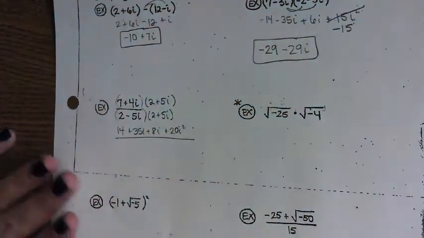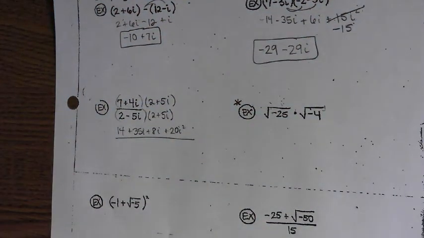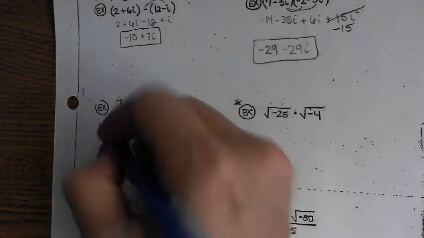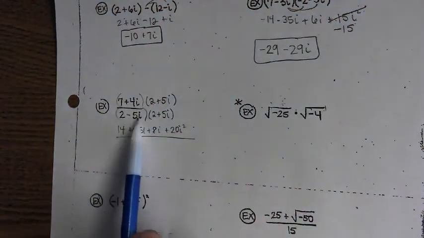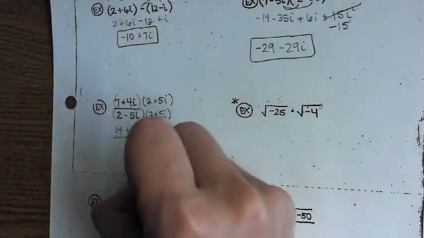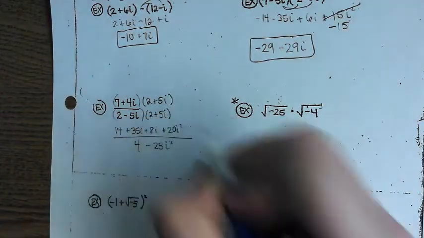In our denominator, we want to foil as well. Just be mindful of the fact that when you're dealing with conjugates, your outer and inner cancel. So you just have 2 times 2, which is 4, and -5i times positive 5i, which is -25i squared.